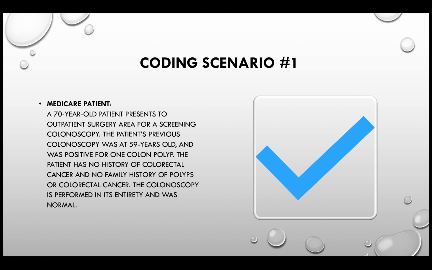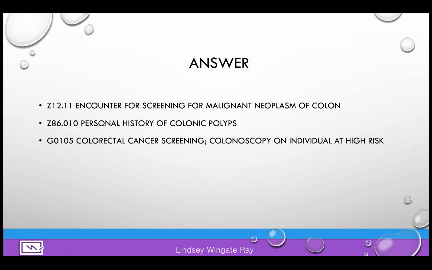Look for your code now. You should get Z12.11 for encounter for screening of malignant neoplasm of colon, then the personal history of colon polyps because it did mention that he had one removed, and then G0105 for colorectal screening colonoscopy on individual at high risk. The reason this would be coded as a high risk is because he did have a polyp removed.